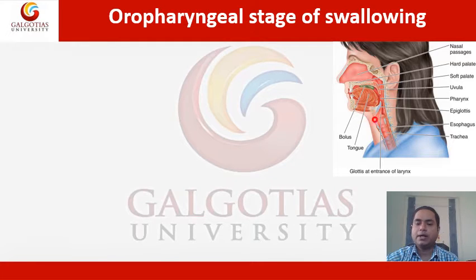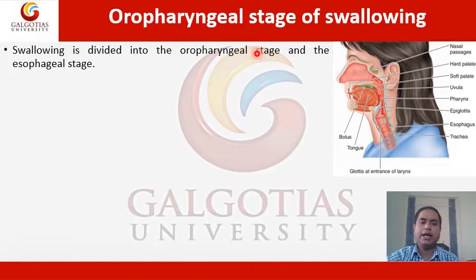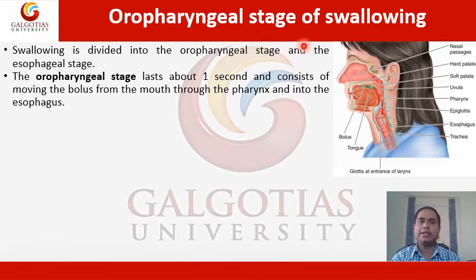At the upper portion of the trachea, there is a structure called the epiglottis above the glottis, and the glottis is present at the entrance of the larynx, which has several functions during voice production as well as during food swallowing. Swallowing is divided into the oropharyngeal stage and the esophageal stage. The oropharyngeal stage lasts about 1 second and consists of moving the bolus from the mouth through the pharynx and into the esophagus.